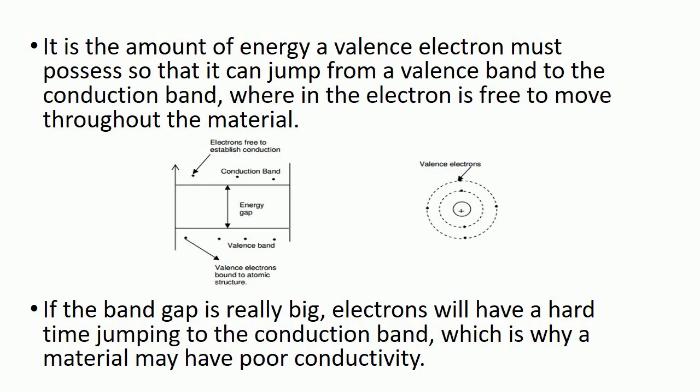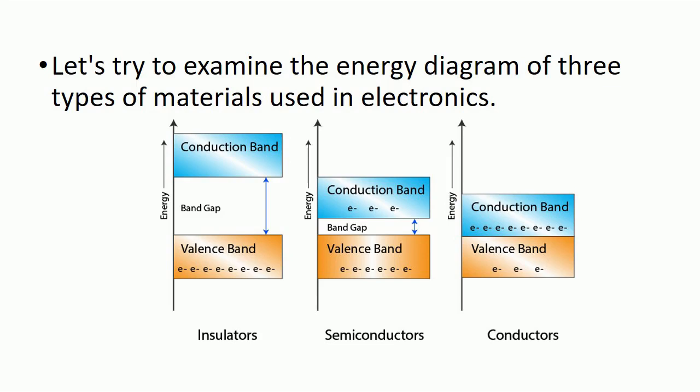It is the amount of energy a valence electron must possess so that it can jump from the valence band to the conduction band, wherein the electron is free to move throughout the material. If the band gap is really big, electrons will have a hard time jumping to the conduction band, which is why a material may have poor conductivity. Let's examine the energy diagram of three types of materials used in electronics and discuss the conductivity of each material based on their band gap.